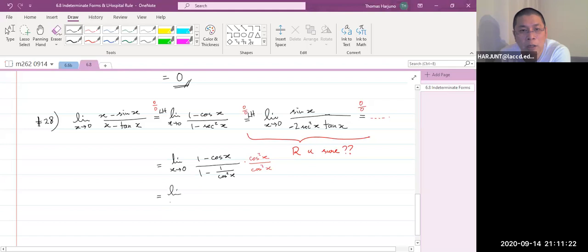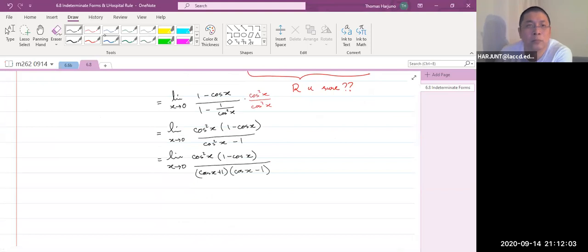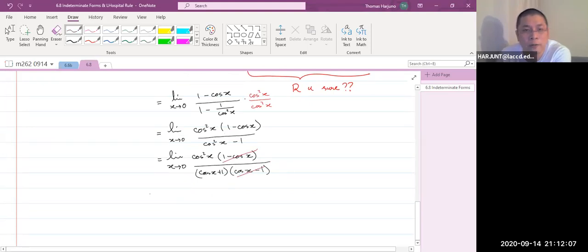Then I will get limit as x goes to 0 of cosine squared x times 1 minus cosine x over cosine squared x minus 1. Notice that I can factor the denominator. Canceling this will give us negative 1. So this is negative limit as x goes to 0 of cosine squared x over cosine x plus 1, which gives me negative 1 over 2.